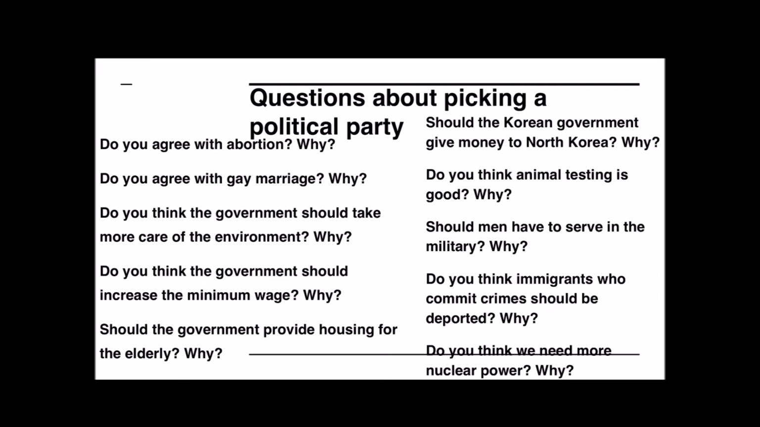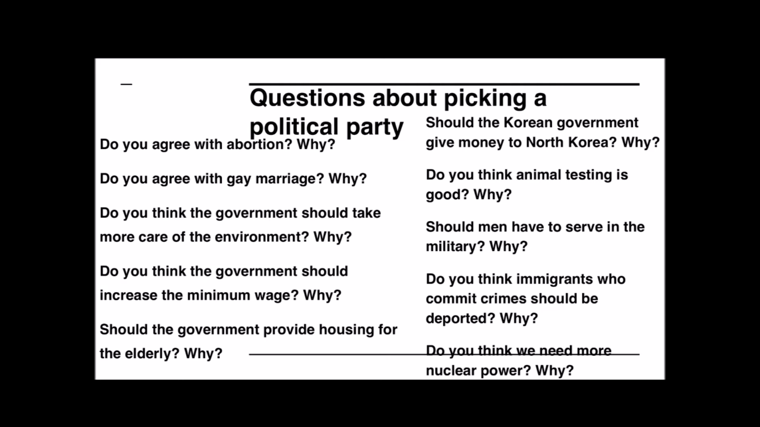So that's something worth discussing there. And when you think about a political party, are they for animal rights? Yeah. And then there's the question about military service. Do you think there should be a voluntary force instead of compulsory military service? And so that's another discussion there when you think about which party you want to vote for. Do you think immigrants who commit crimes should be deported? Why or why not? Should they be deported or sent to Korean prison if they commit a crime?